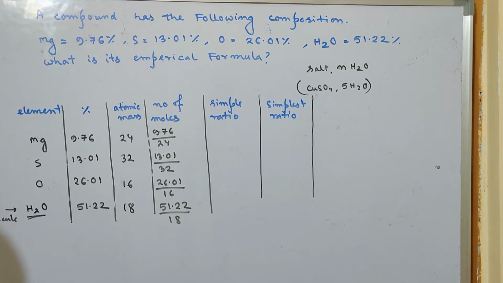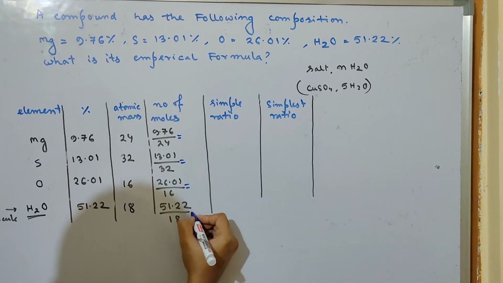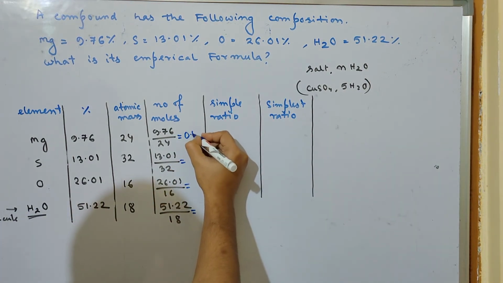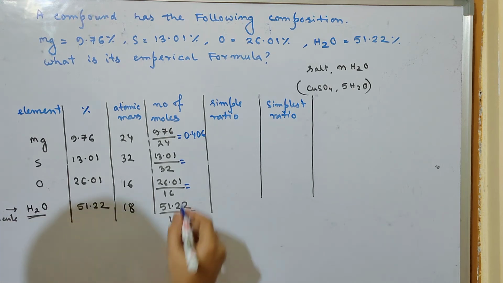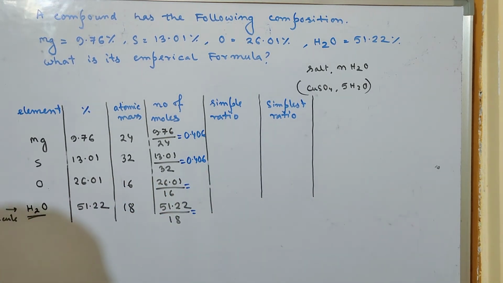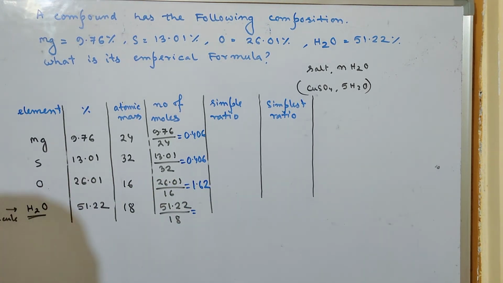Now, here is the case. Individually, it is to be calculated. I have pre-calculated everything so that we don't have to waste much time on calculation. I hope all of you can do it. I am getting the first as 0.406 to be precise. The next one I am getting the same, 0.406. The third one is nearly equal to 1.62. And the fourth one I am getting as 2.84.